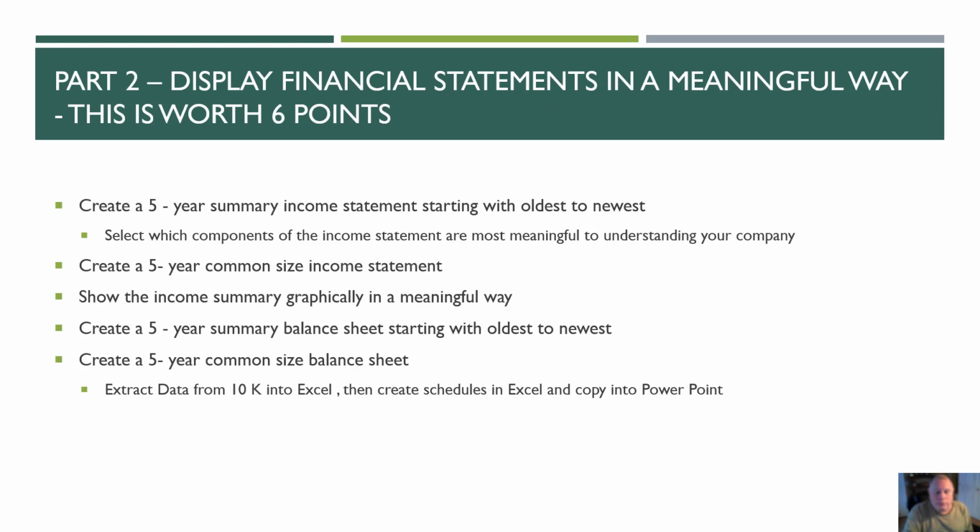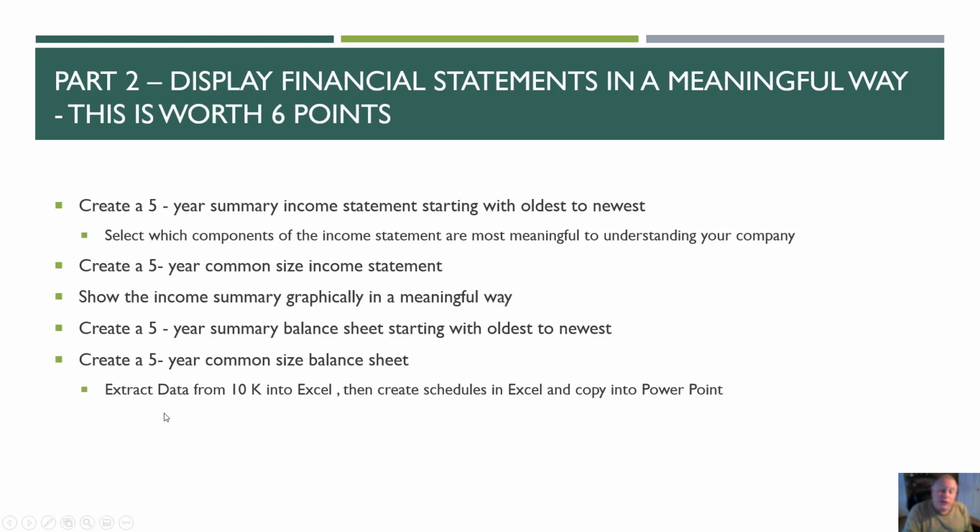Take part 2. Display financial statements in a meaningful way. It's worth 6 points. So what I'd like you to do is create a 5-year summary income statement, starting from oldest to newest. It's very important to start with the oldest and newest because we're going to build this going forward. You have to select which components of the income statement are most meaningful to your company. Each company is going to be different. It's not going to look exactly the same. So you'll do a 5-year summary and a 5-year common size. You're going to show the income graphically in a meaningful way, create a 5-year summary balance sheet, starting with oldest to newest, and create a 5-year common size balance sheet.